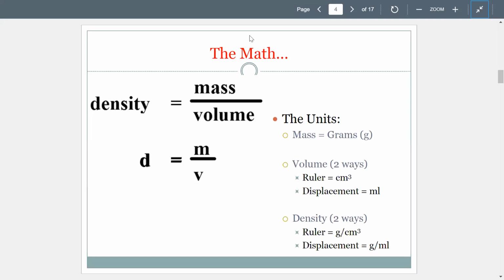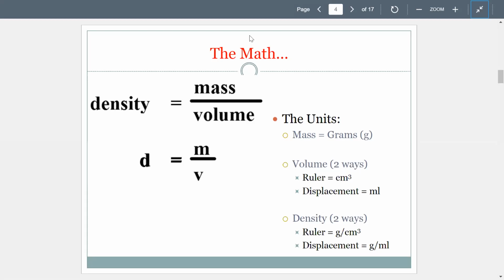And then because these two are related for density, and the relationship is as follows, mass divided by volume, the units for density will always have either grams per centimeter cubed if you used a ruler for volume, or grams per milliliter if you used displacement, which is where you used water displacement by dropping an object in water and seeing how much the level of the water rose. So if you ever see these units of grams per centimeter cubed or grams per milliliter, you should be able to recognize that that's mass over volume, which is by definition density.